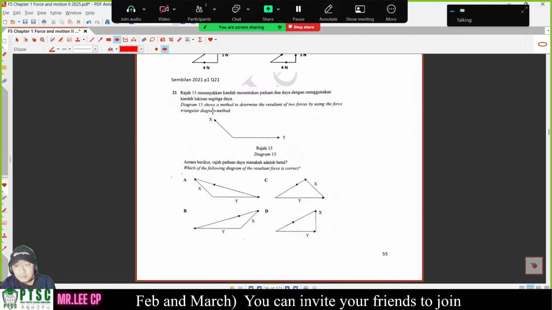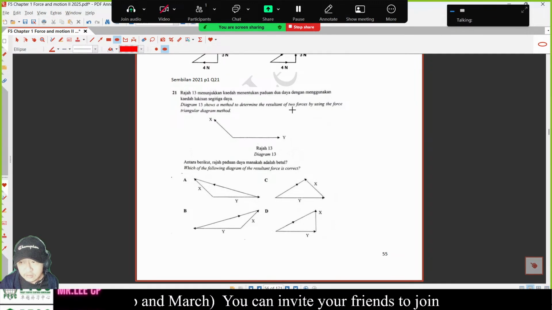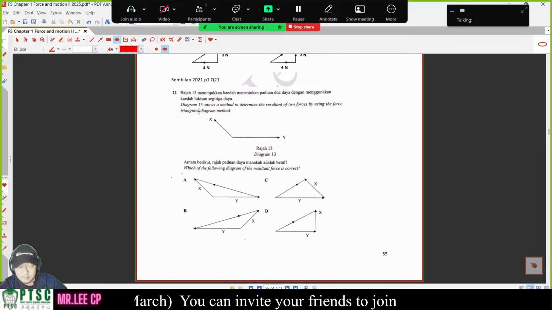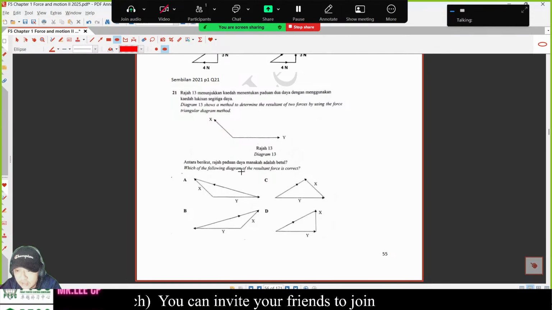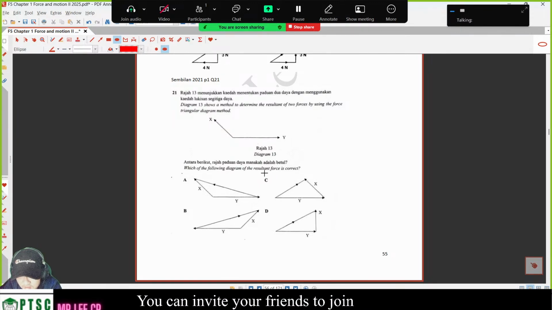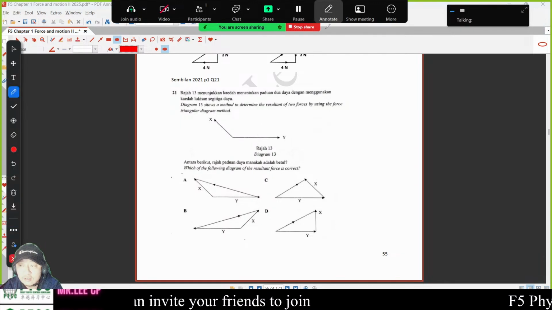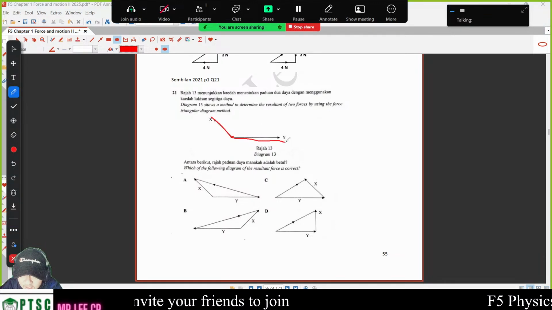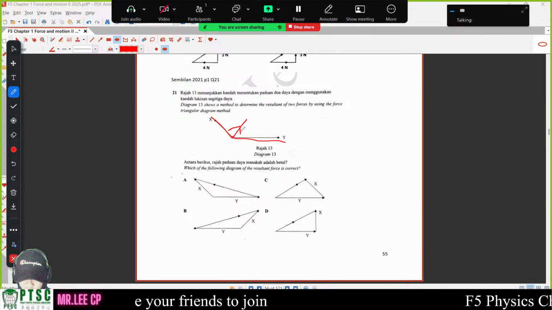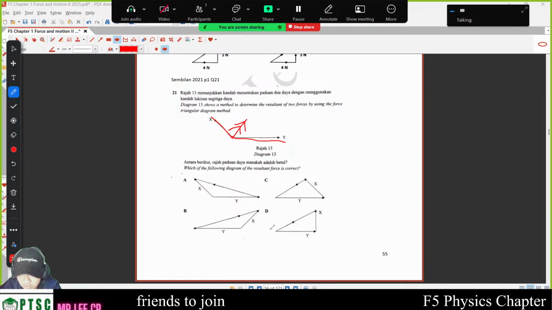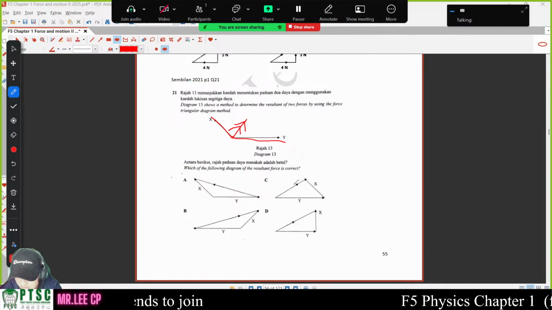Diagram 13 shows the method to determine the resultant force of two forces by using the triangle method, right? So which is the resultant force? It is not equilibrium, it's the result of the forces. So you pull here, I pull here, it's supposed to come to here. The answer, right? You check. So it goes into this direction.